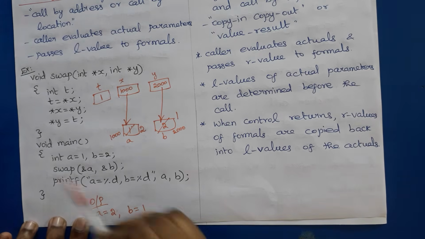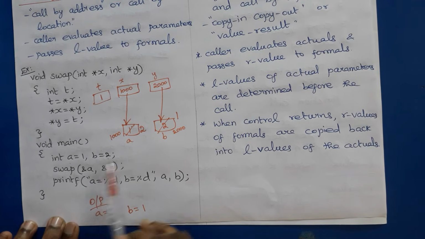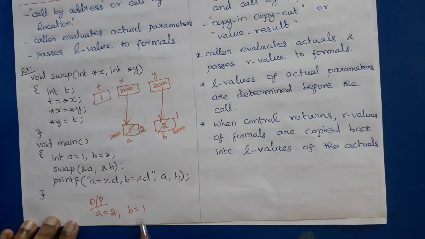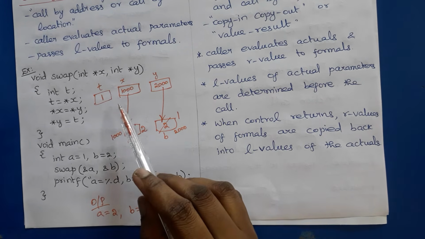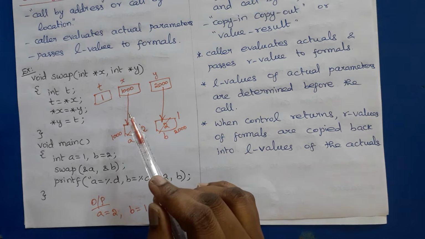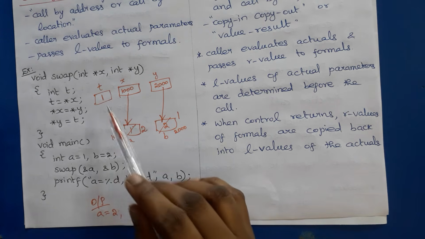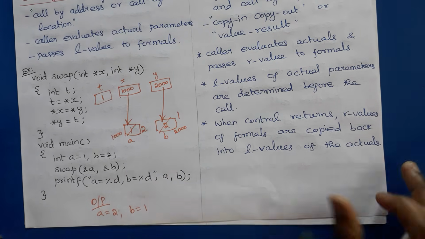So before calling this swap, A and B values are 1 and 2. Now it is 2 and 1. Because in call by reference we are passing the location. So formal parameters are acting on the location of the actual parameters. So it can affect the values of the actual parameters.